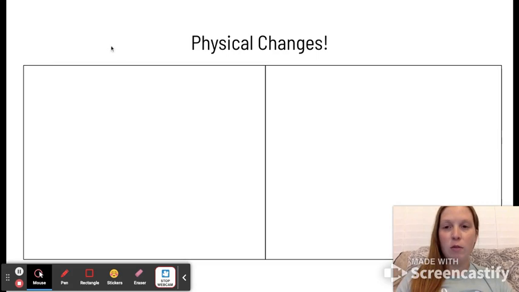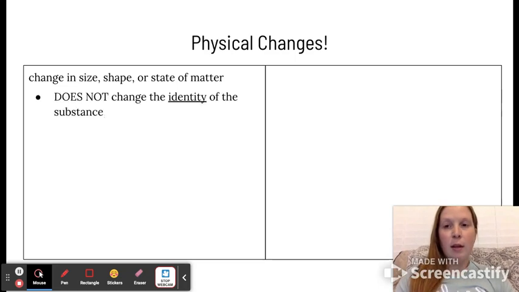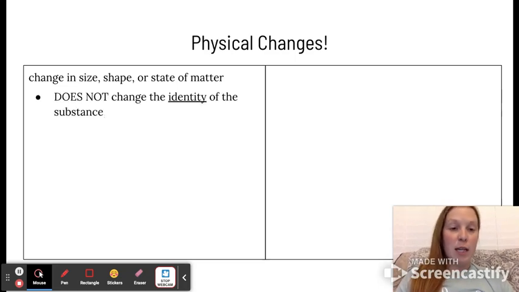So now let's talk about physical changes. These are changes in size, shape, or state of matter. It does not change the identity of the substance. So again, whatever you start with is what you end with.